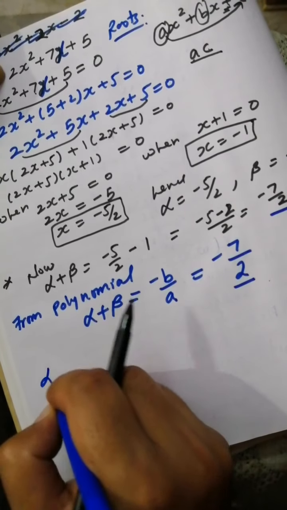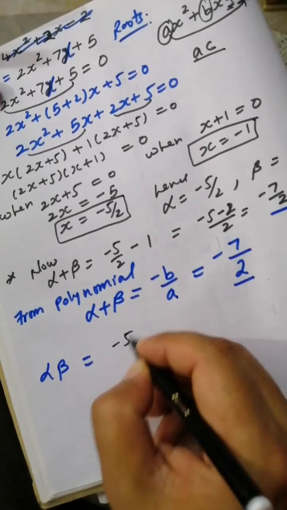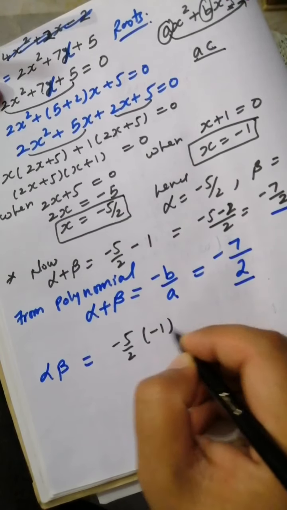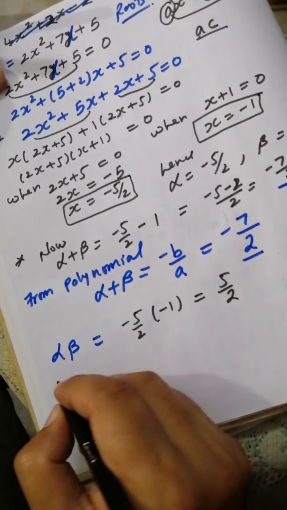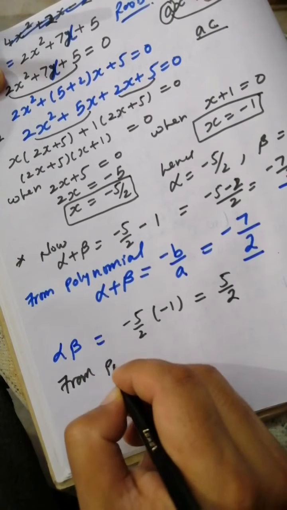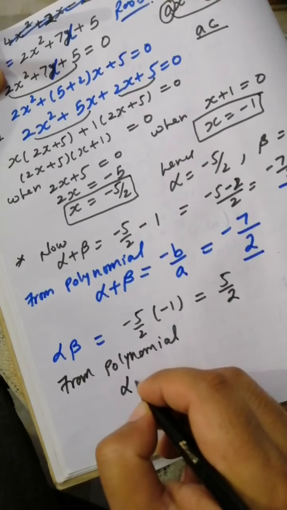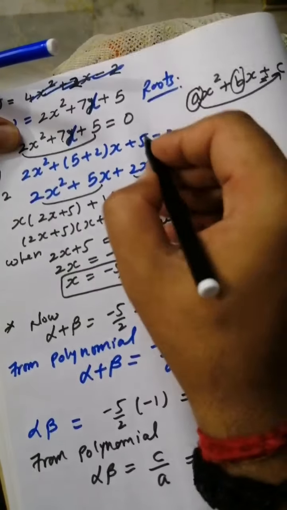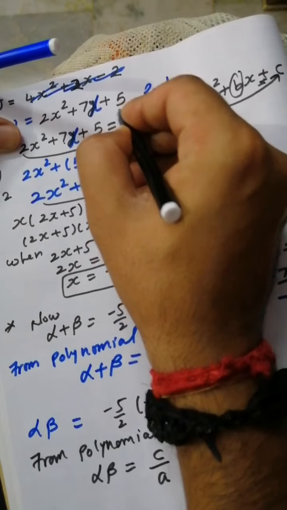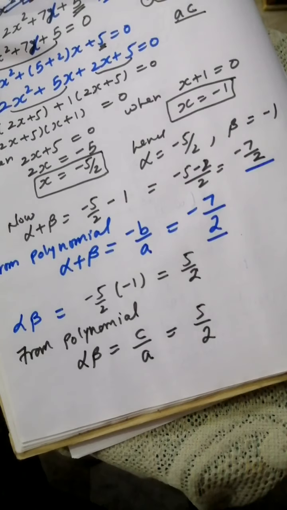Similarly, alpha beta equals to, now alpha is minus 5 by 2 and beta is minus 1. It will be minus minus plus, so 5 by 2. And from the polynomial, alpha beta equals to c upon a. Here c means 5, and a means 2. So 5 upon 2. It means relations are verified.